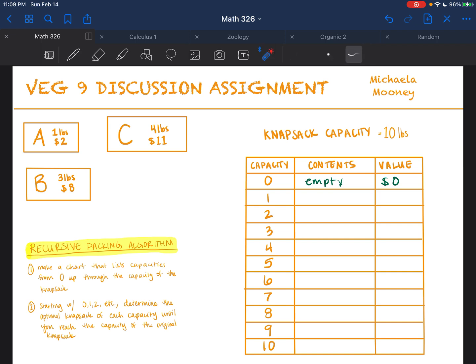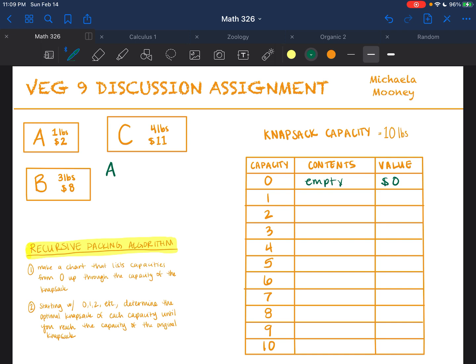But now, if our hypothetical knapsack can hold 1 pound, that means we could fit just this in that would be the optimal content, because we can't fit B because that's too heavy. We can't fit C because that's too heavy. So we could fit, this is the method that we're going to go.